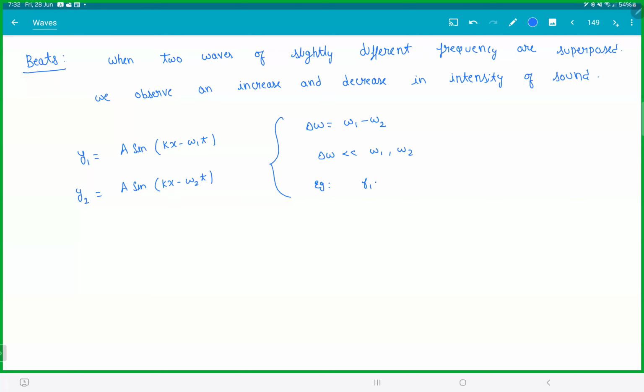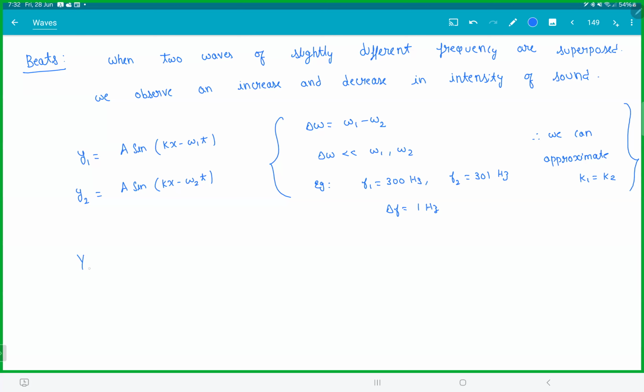Example, let's say f1 is 300 hertz and f2 is 301 hertz. The change in frequency is 1 hertz. It's quite small. So therefore, we can assume k1 is almost equal to k2. Actually, the k should be different, but it is a very small change we are taking.